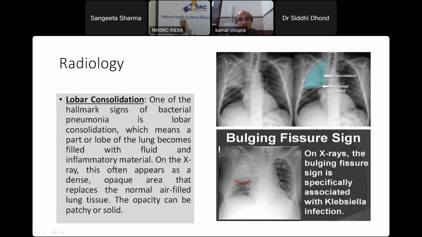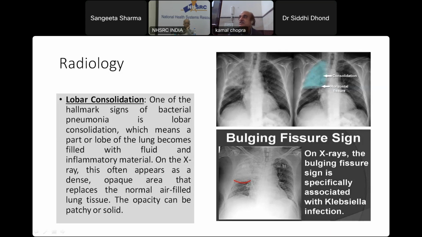What we see in radiology is a lobar consolidation. Lobar consolidation is a sign of bacterial pneumonia where a single lobe is involved. Many times we can differentiate tubercular and bacterial pneumonia because bacterial pneumonia respects anatomical boundaries, that is the horizontal fissure and oblique fissure, while tubercular infection does not respect anatomical boundaries. So only by this sign we can think of whether it is tubercular or non-tubercular.